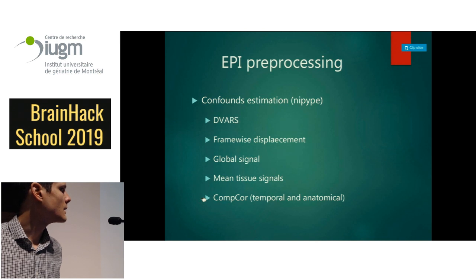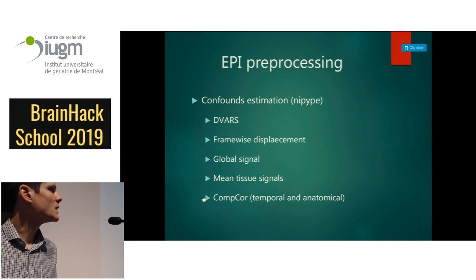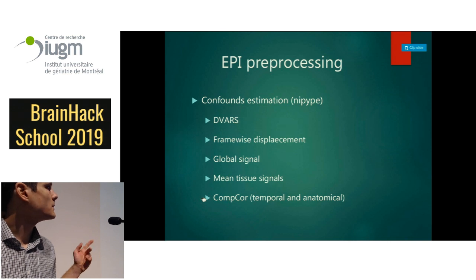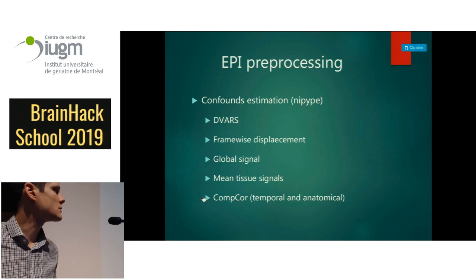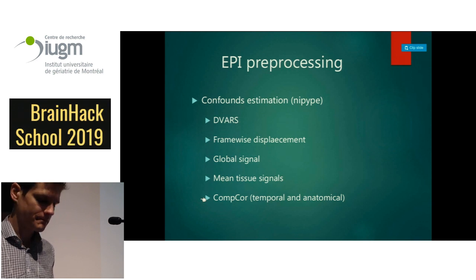And the last one is CompCor. It's a bit like the same thing as the global signal or the mean tissue signal. It's just that it's going to take PCA instead of an average. So you take a number of components of the PCA to describe the base signal variation in different regions.